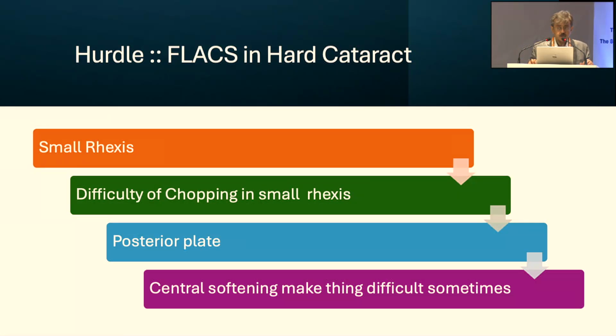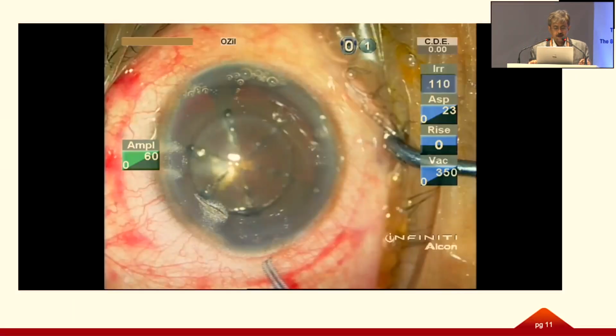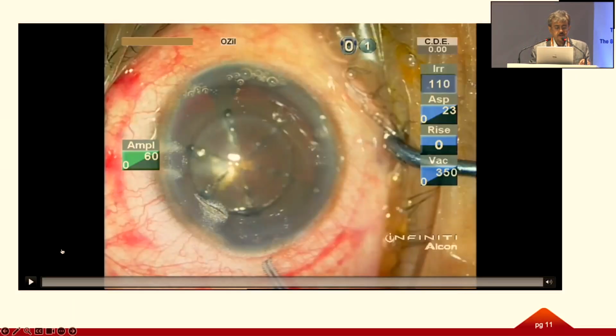And central softening, that is cube formation, creates more difficulty holding the nucleus, the hard nucleus. So 25 out of 27 doctors quit, from this survey, doing the very hard cataract. So this is my initial case.